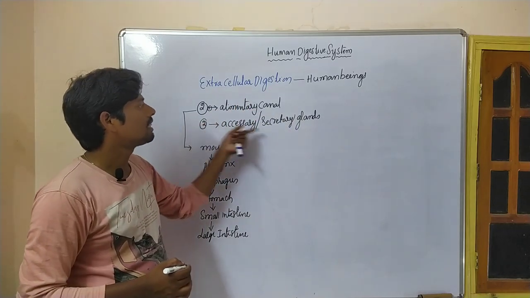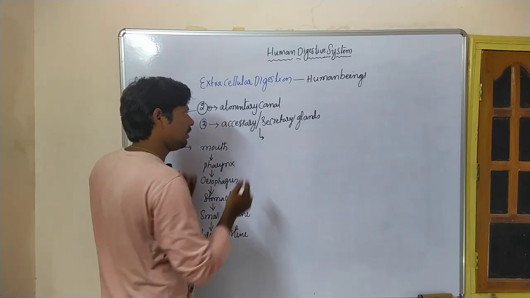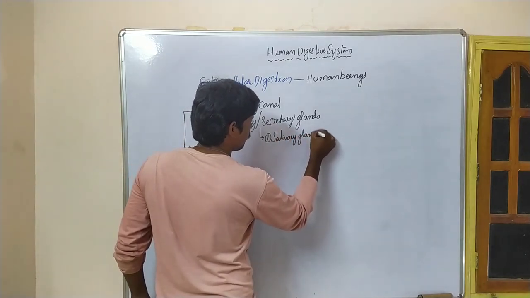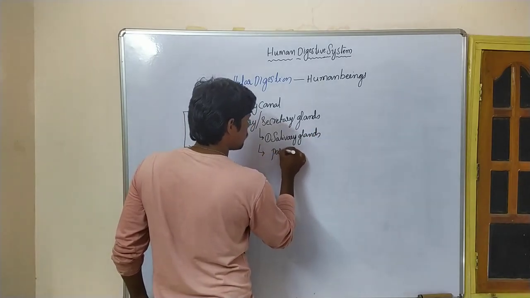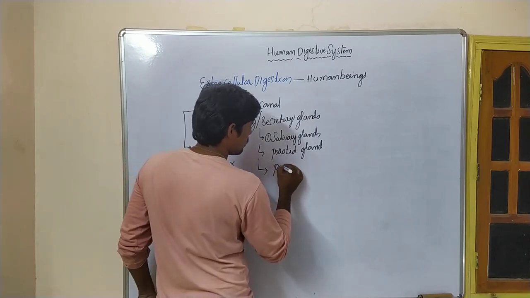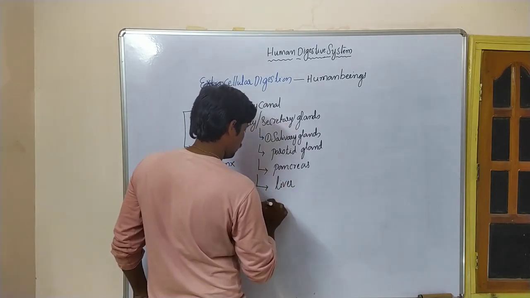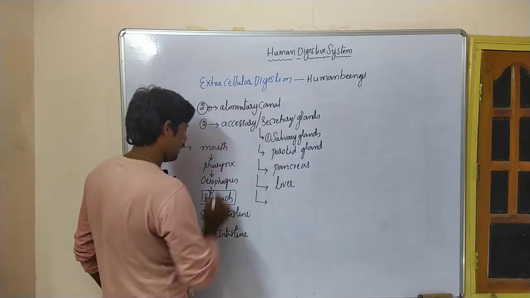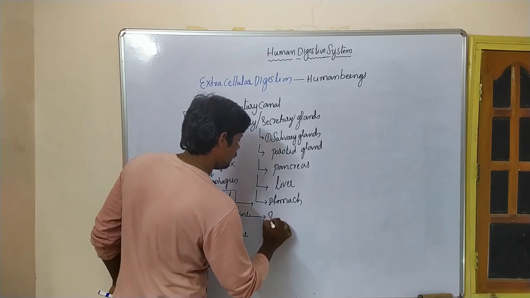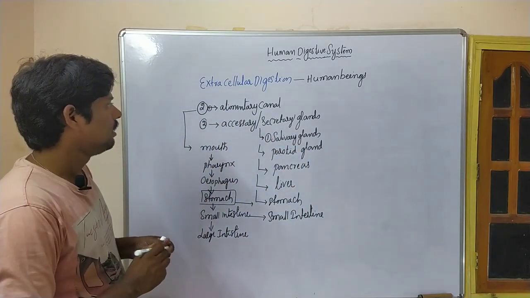So, what are the accessory or secretory glands present in humans? Let us see. The secretory or accessory glands present in human beings are the salivary glands, parotid glands, pancreas, liver, and also some parts of the elementary canal, that is the stomach and also the small intestine. These are the secretory glands.